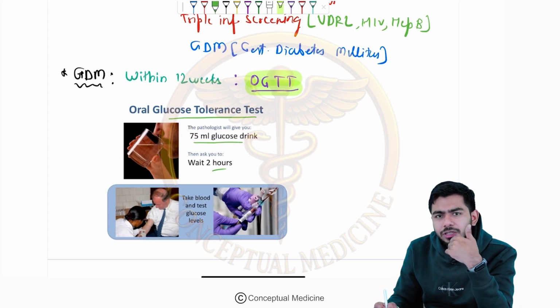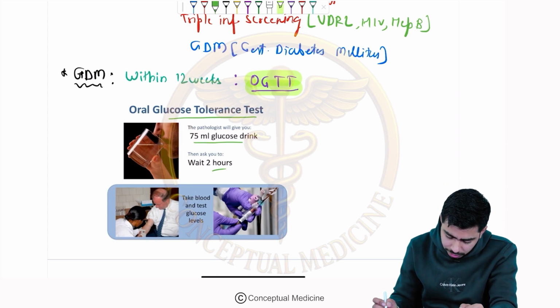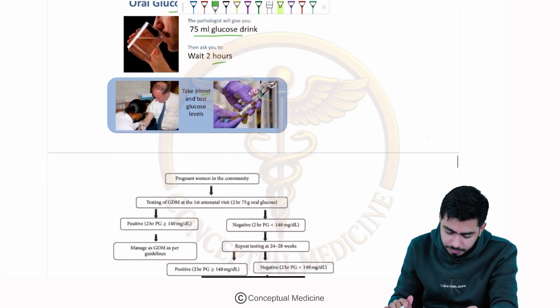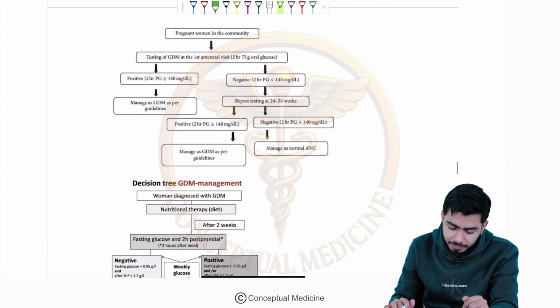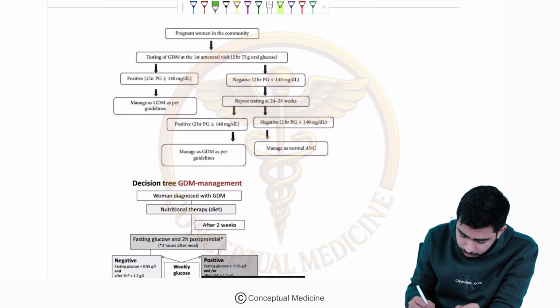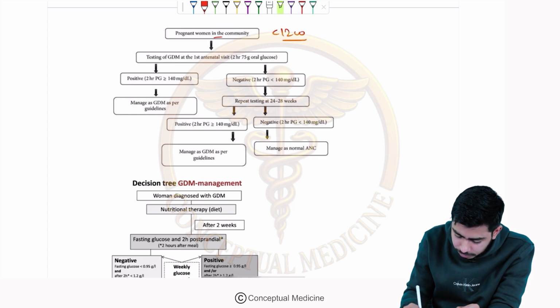Obviously, you ask the person to drink the glucose, so the sugar level will be increasing. Now you will be taking the blood sample from this female. Obviously, you are checking for the GDM screen, gestational diabetes mellitus. So now what you shall be finding over here: let's say there is a pregnant woman in the community and she is coming to you at less than 12 weeks.